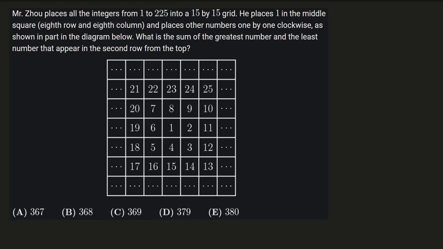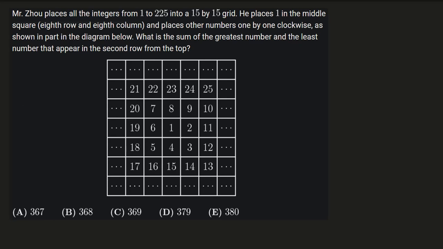Let's look at this problem. Mr. Joe places all the integers from 1 to 225 into a 15 by 15 grid. He places 1 in the middle square, 8th row and 8th column, and places other numbers one by one clockwise, as shown in part in the diagram below.